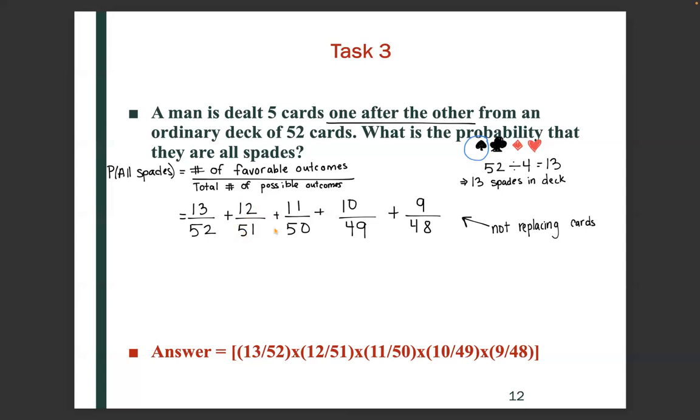So this is going to be the second draw. Then for the third draw, now there are only 50 cards left total and 11 spades left in that deck. For the fourth draw, we would have 49 cards left out of the whole deck, and only 10 of those are spades. And for the fifth draw, we would have 48 total cards out of the deck, and 9 of them are spades. So you would multiply all of those together to get the probability that they are all spades when someone is dealt 5 cards one after another.